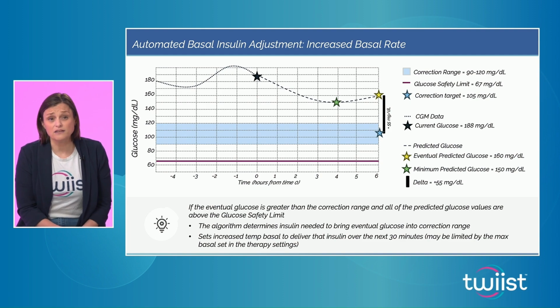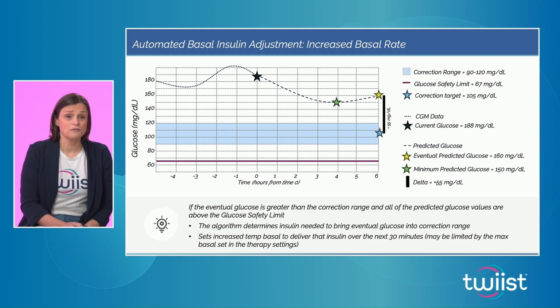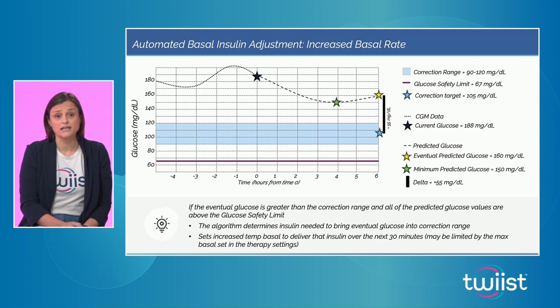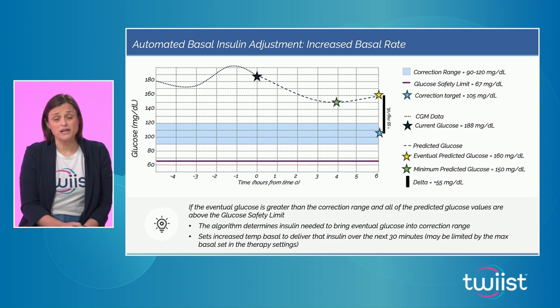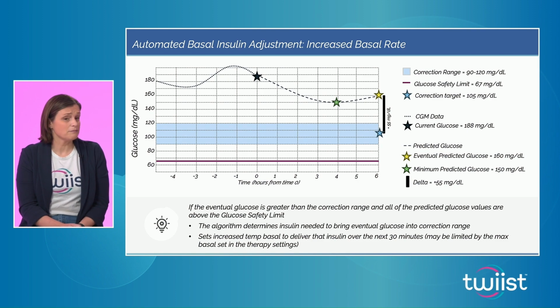The example I like to give here is that if it's 1 unit that would drop someone 55 milligrams per deciliter, the algorithm is going to decide to give that 1 unit over a half an hour. So it's going to spread that as increased temporary basal rates over a half an hour in order to deliver that full 1 unit of insulin. And this is why that max basal rate is so important, because in order to deliver 1 unit over a half an hour, the basal rate needs to be able to increase by 2 units per hour. So it's important to consider that max basal rate.